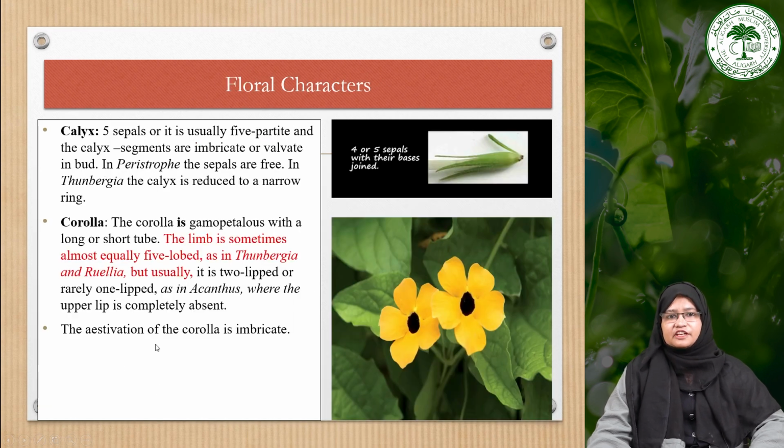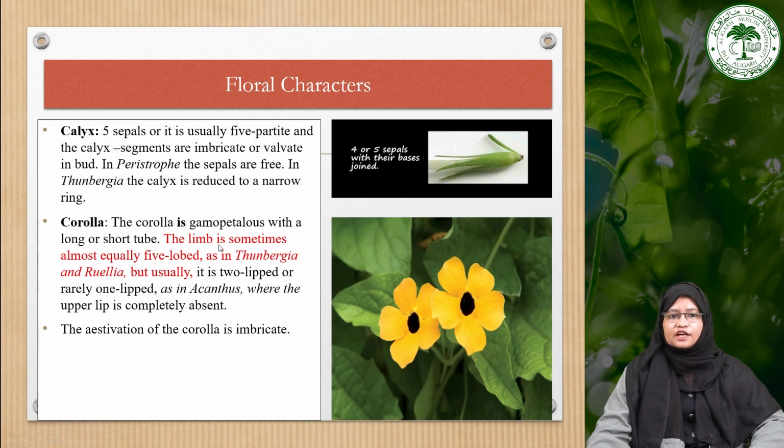Now moving towards the next floral character, that is the calyx. The calyx is represented generally by 4 sepals, or it is usually 5-partite, as we can see here. Sometimes it may be 4 or 5. The calyx generally has imbricate or valvate aestivation in the bud. In Peristrophe the sepals are free. In Thunbergia the calyx is reduced to a narrow ring-like structure. So the calyx also shows quite a variation from gamosepalous to polysepalous, and from visible and distinct to indistinct.